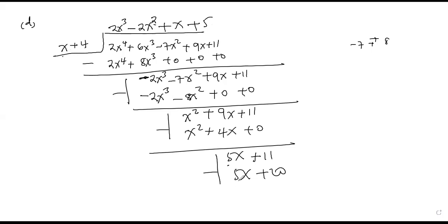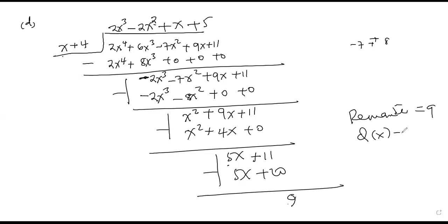When you subtract this, you're going to get 5x minus 5x, which is a 0. 11 minus 20, which is a 9. 9 cannot be divided by x. It means that the remainder is equal to 9, and the quotient of x is equal to 2x cubed minus 2x squared plus x plus a 5.